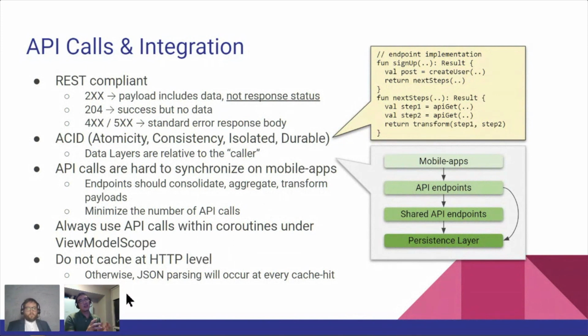And finally, do not cache at the HTTP level. I've seen several projects a few years ago, and most of them were caching JSON payloads, right? But JSON payloads are just text. So for every single cache hit that you get from that cache, you still have to parse JSON again. So you are only saving the network call, but your app will still have to do several CPU cycles in order to parse all the JSON into actual data models.